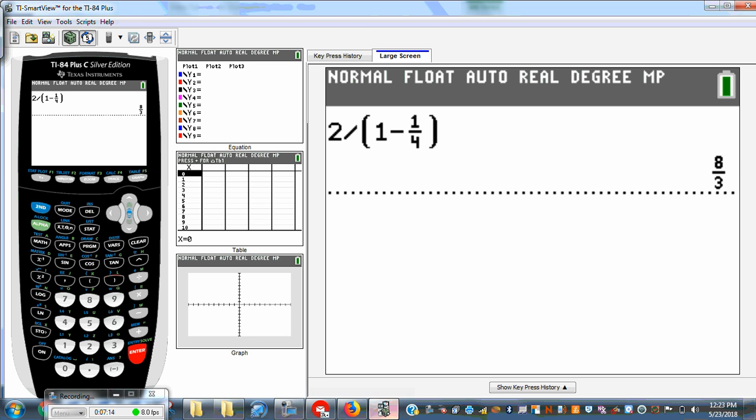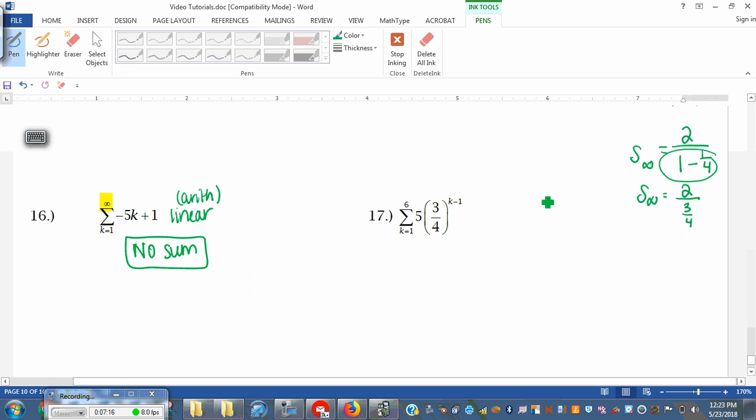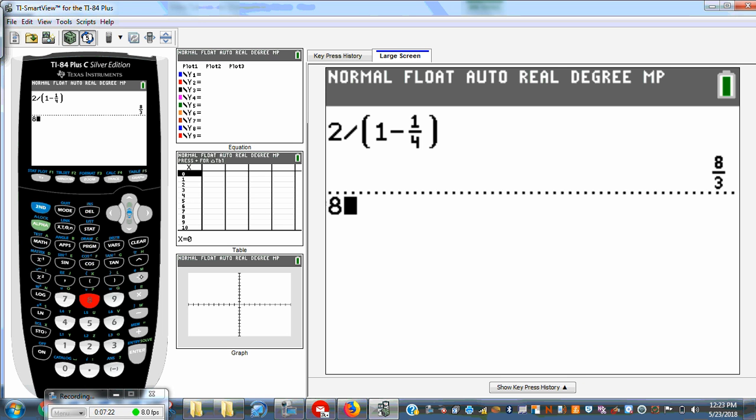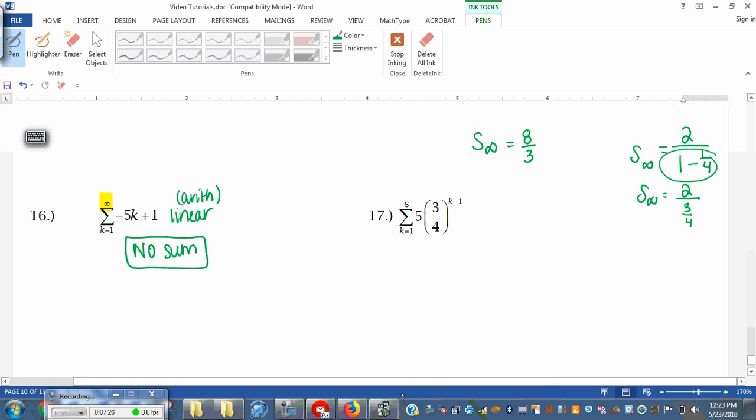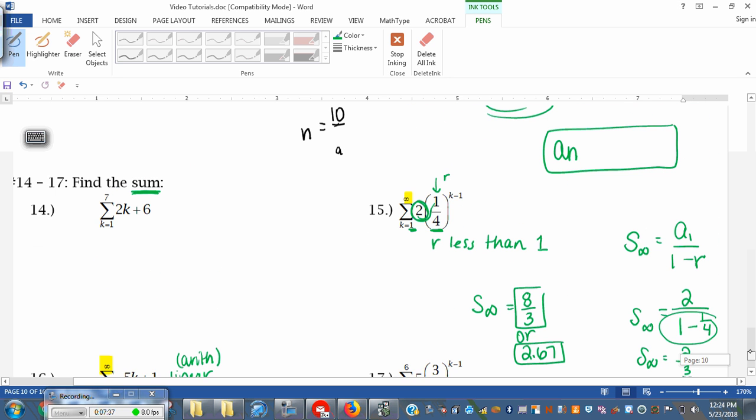So we're getting 8/3 and you guys can figure out what that is as a decimal too. I'm okay with either answer. 2.67. Right, so it'll depend on what form they want on your final. And again, it'll be multiple choice.